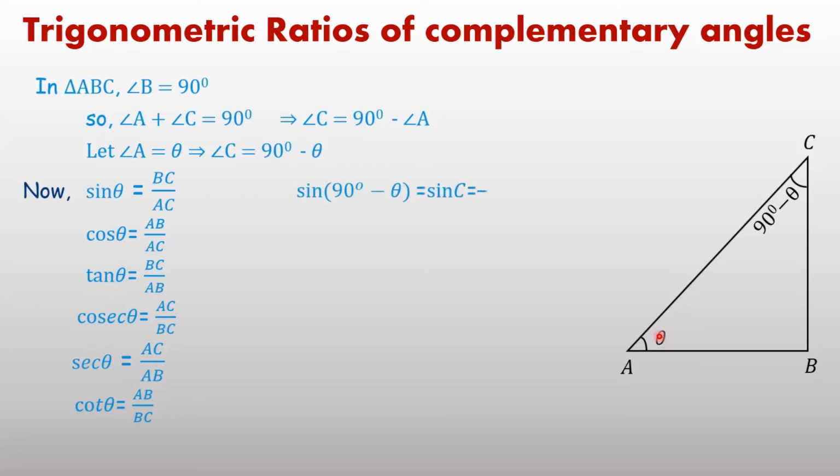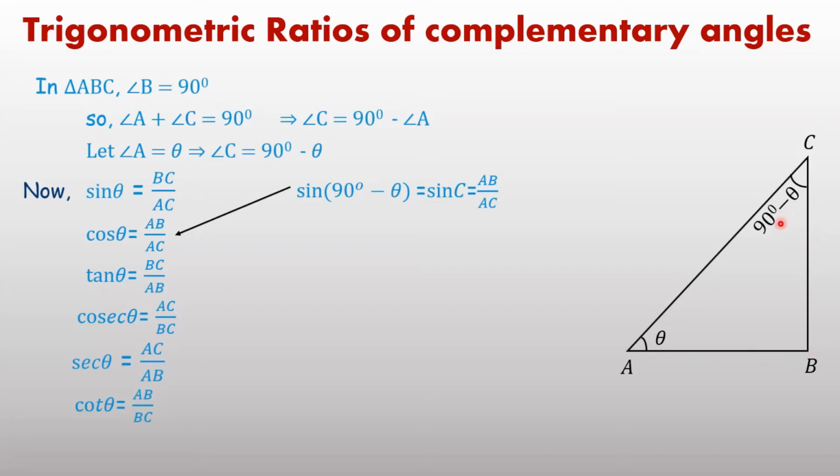Now, similarly, we can write the values of trigonometric ratios for angle C, which is equal to 90 minus theta. So for angle C, the side opposite to C is known as perpendicular. It implies for angle C, AB is perpendicular and BC is base.